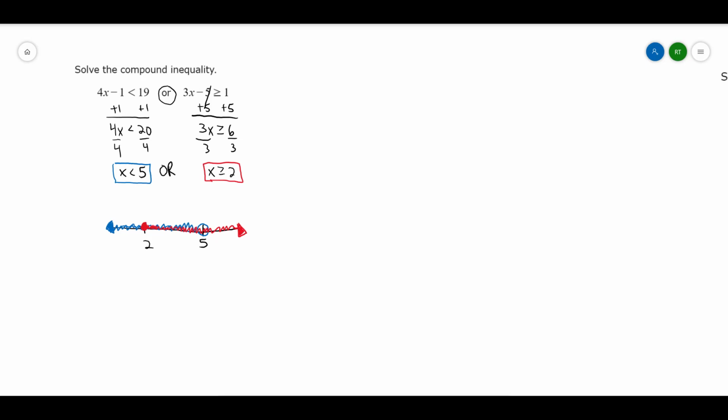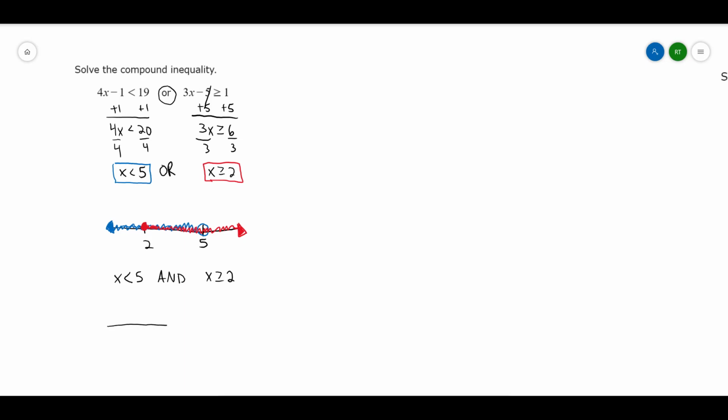And I can see here that my solution set is going to be everything. All numbers are covered. You can see there's not one number that's untouched. So for the final answer, it would be like that. Now I just want you to compare this answer to this one. Let's say that instead of an OR problem, it was an AND problem. I want you to see the difference.